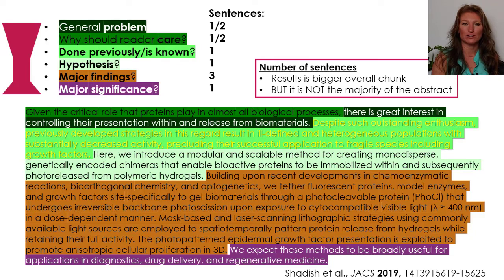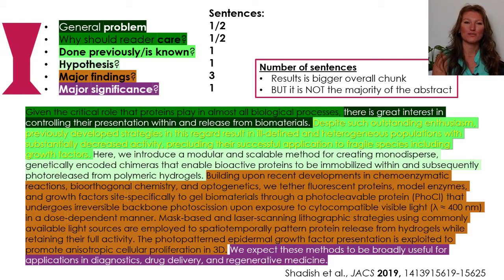So if you notice here, either by counting the sentences, where there are three sentences, or just by looking at how much of each color is present in the abstract, you can see that the results do in fact take up the biggest chunk of this abstract. This is where most people are the most comfortable writing it, because most people just want to pack their abstract with as many results as possible. So you can see that this is still going to be the big chunk of your abstract.